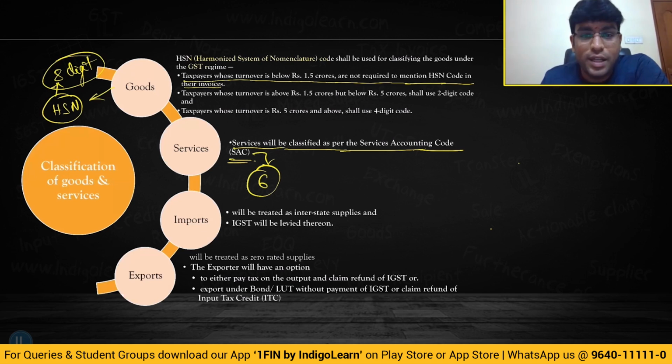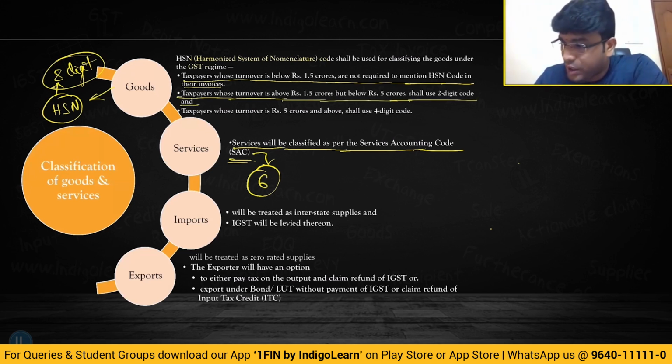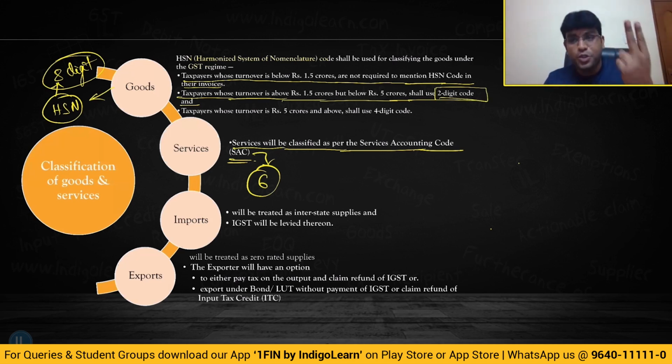They're not required to mention what? HSN code in their invoice. And taxpayers whose turnover is above 1.5 crores but below 5 crores shall use 2 digit code. Now the question which comes is, sir, when you told 8 digit code, which two should I use? First two or last two? Let me tell you straight away, the answer is first two, always.